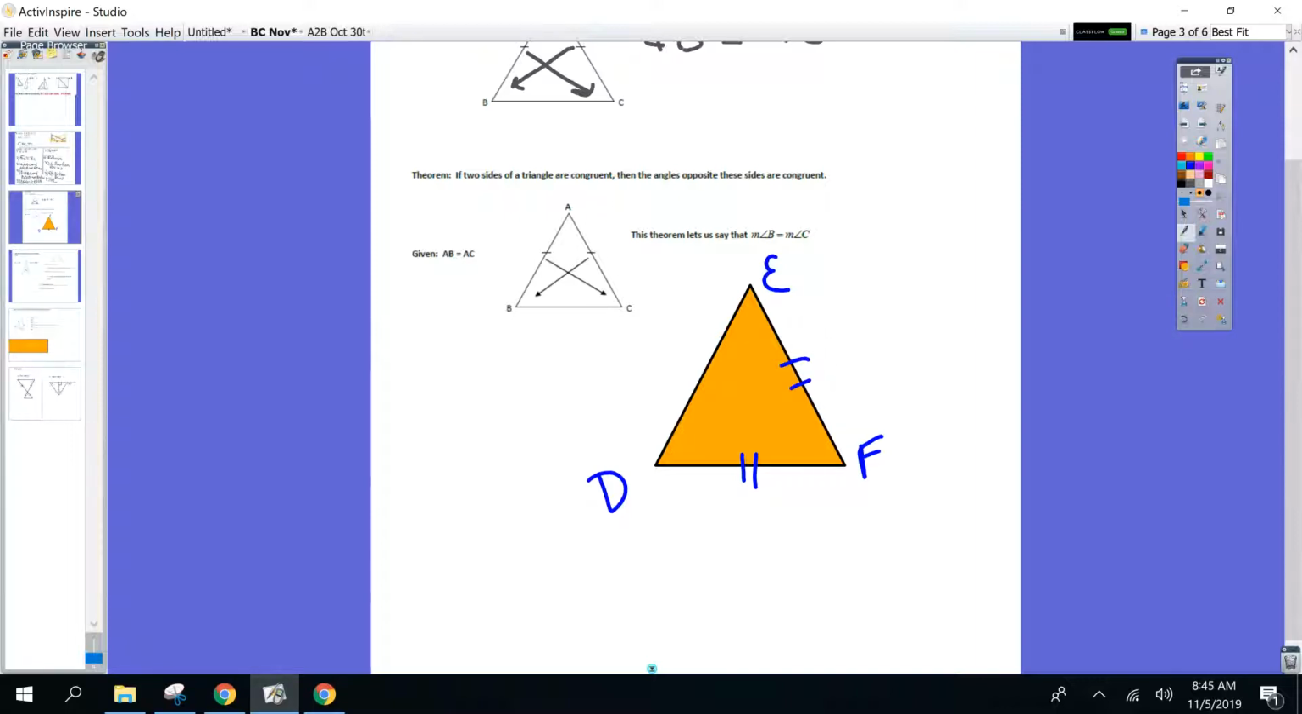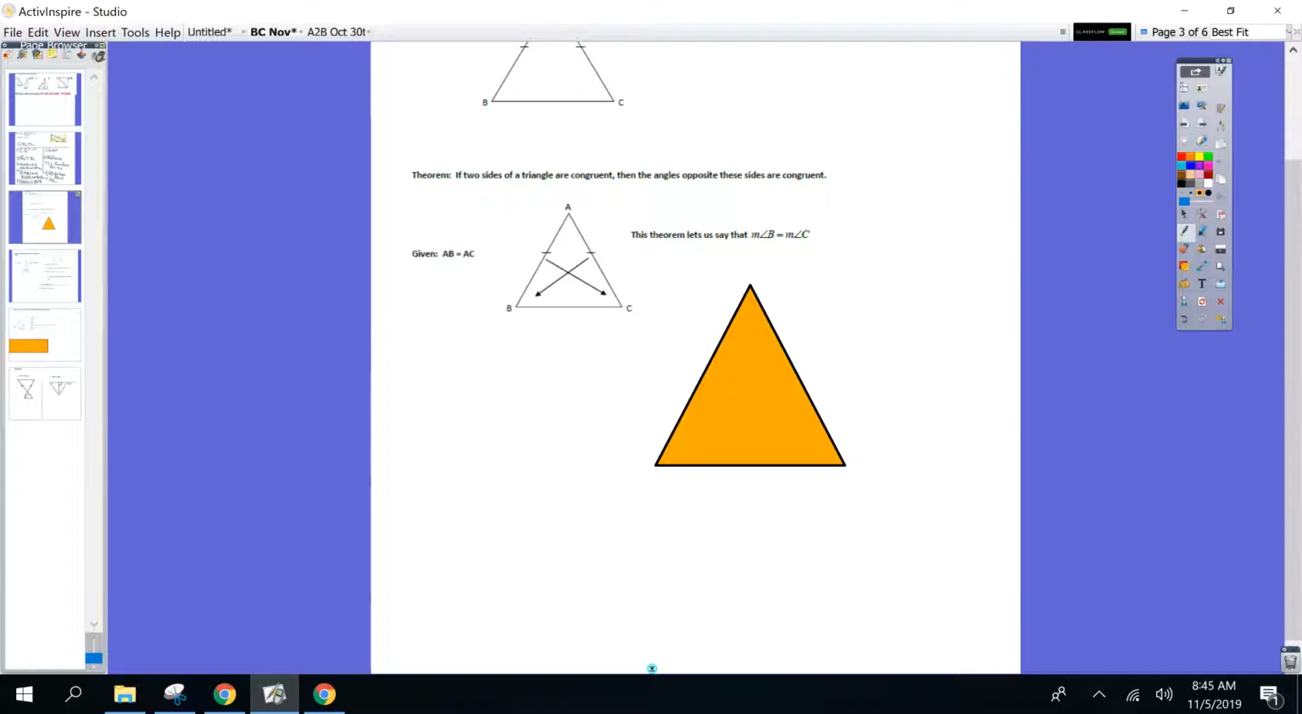Where are my congruent angles now? Angle D is congruent to angle E, okay? Do not assume it's always the two bottom ones. Find the congruent sides, look across, and that's where the two congruent angles are. Everybody all right?